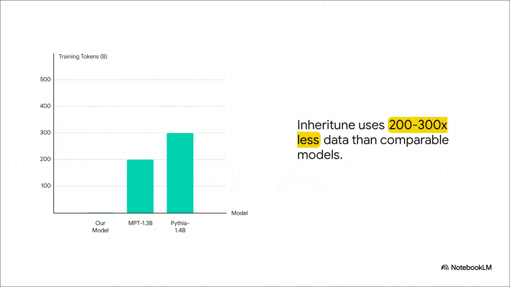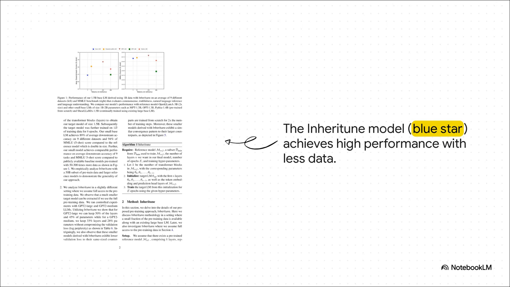And check out this chart on data efficiency. The Inheritune model, that's the bar on the far left, needed just 1 billion tokens. Now compare that to other models of a similar size like MPT and Pythia. They needed 200 to 300 times more data to get to a similar place. That is just an incredible leap in efficiency. Okay, now let's look at a chart from the actual research paper. See that little blue star right there? That's the Inheritune model. The vertical line is performance, and the horizontal line is how much data it was trained on. You can see it's getting performance that's right up there with, and sometimes even better than, models that were trained on hundreds of billions more tokens.